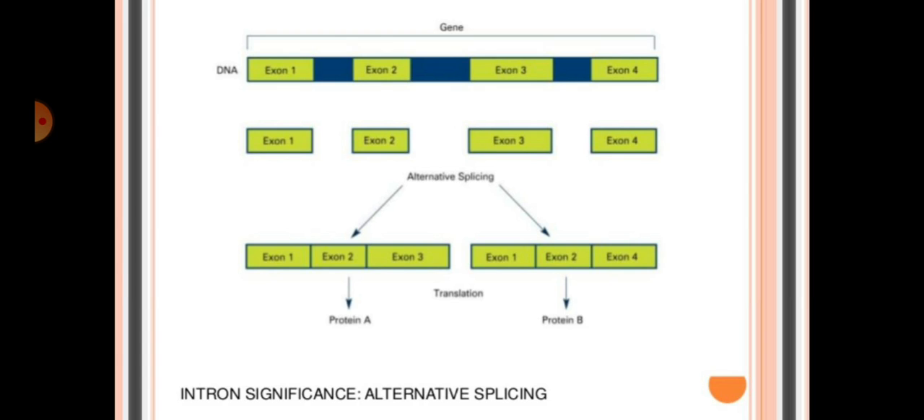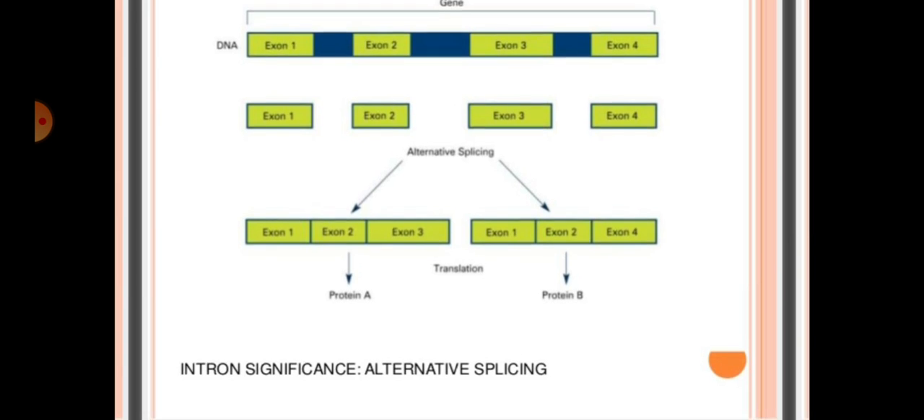Now, what happens in the first case? Exon 1 is attached to exon 2, is attached to exon 3, and this makes protein A after translation. And in the second case, once again exon 1 is spliced with exon 2 and exon 4. Exon 3 is not spliced in this case, and protein B is formed from the same gene. This is how introns are very, very significant.